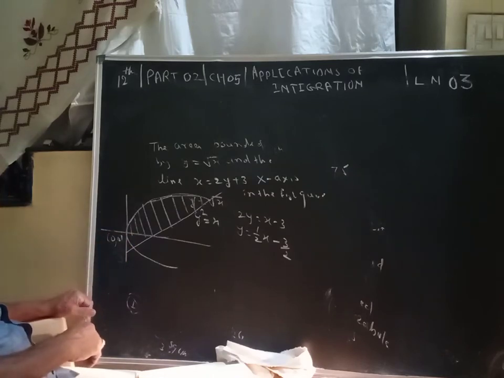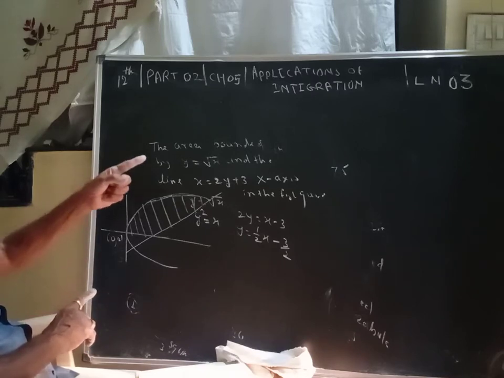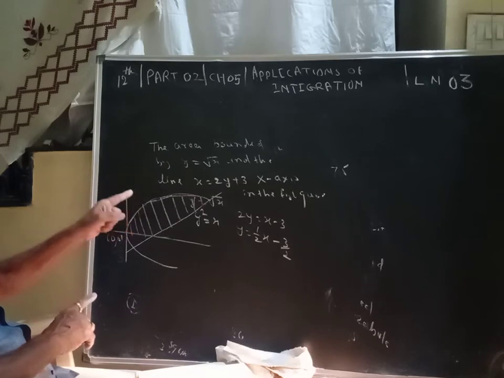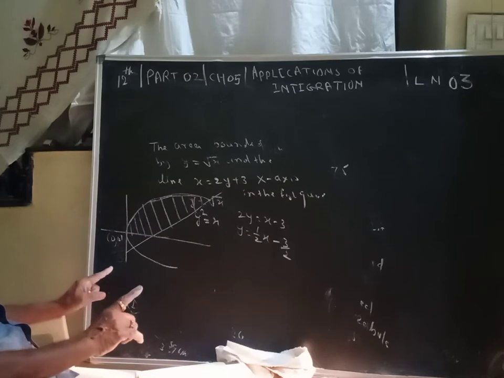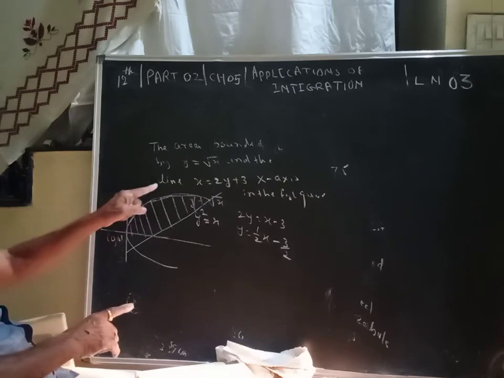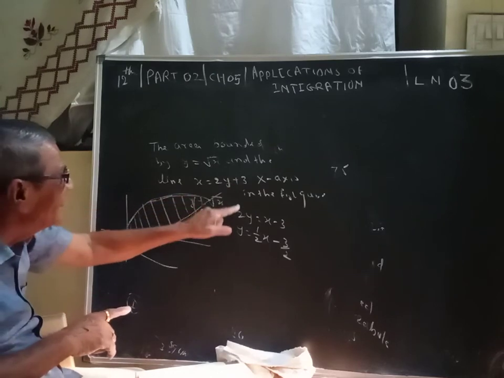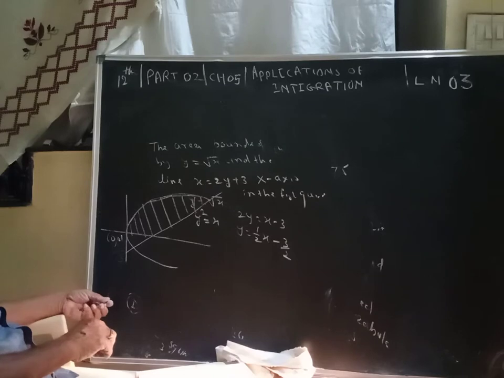ओके. आता इथे आपल्याला थोडस एक्झाम्पल हे क्लमझी झालं. The area bounded by y is equal to root x and the line x is equal to 2y plus 3. ही लाईन जी आहे ही लाईन इट इज नॉट पासिंग थ्रू द ओरिजिन, बिकॉज हिअर दिस कॉन्स्टंट इज देअर.